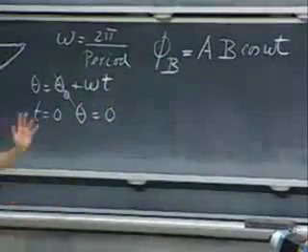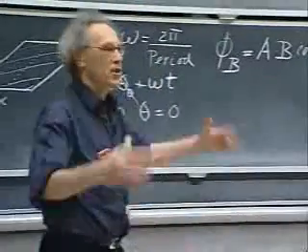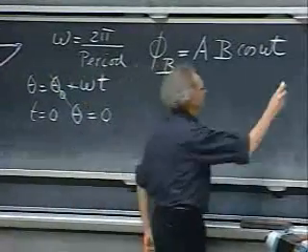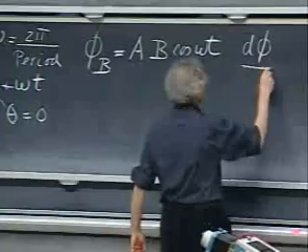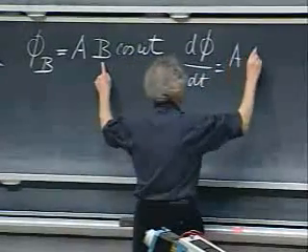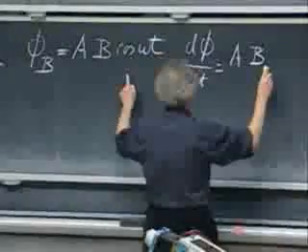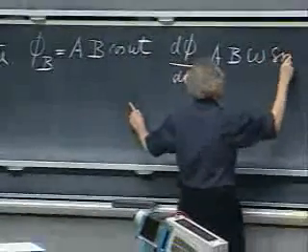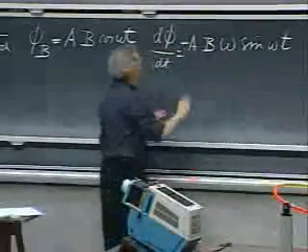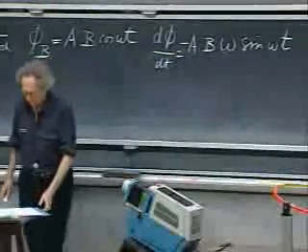Maxwell tells me it's not the flux that matters. It is the change in the flux that matters. Okay, so dΦ/dt. I get the A, the area. I get the magnetic field. An omega pops out, and I get a sine of omega t. And I get a minus sign.